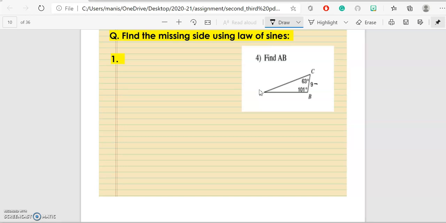So this side will be what? This will be your lowercase a. This is your angle B, so this side will be your lowercase b, and this is your uppercase C, this side will be your lowercase c.